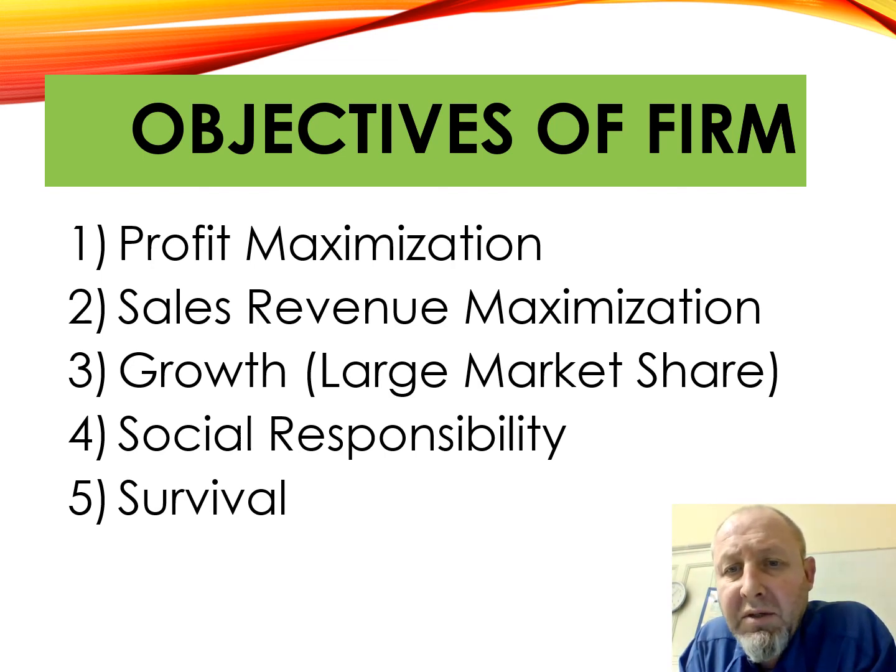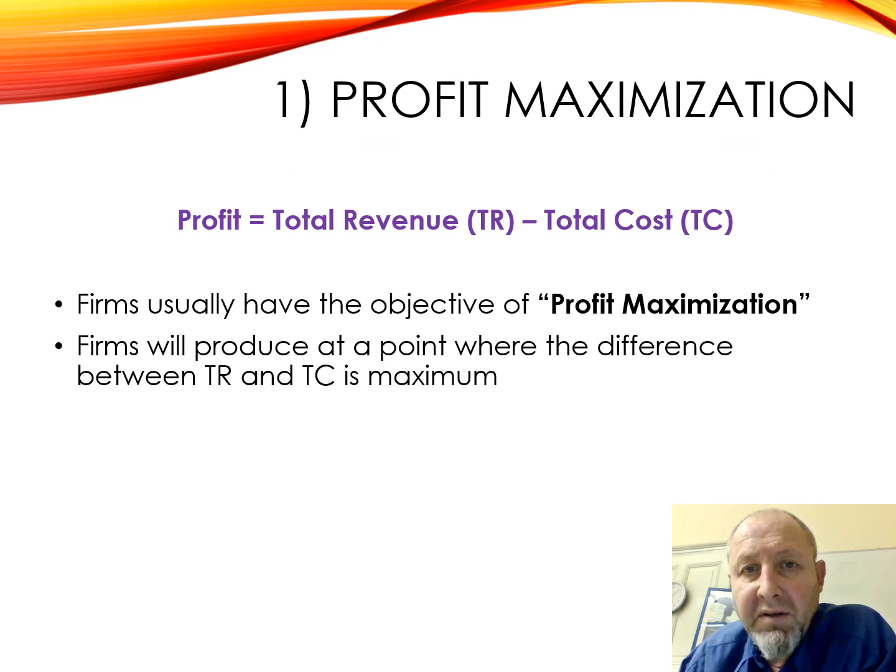Of course, one of the main objectives is profit maximization. We want our total revenue to become high and our total cost to become lower, so that I have maximized my profit. Yeah, I'm selling relatively high, and I'm keeping my costs down. Objectives of a firm. Profit maximization. So profit is total revenue minus total costs. Most firms have the objective of profit maximization, and they would produce at a point where the difference between total revenue and total cost is maximum.